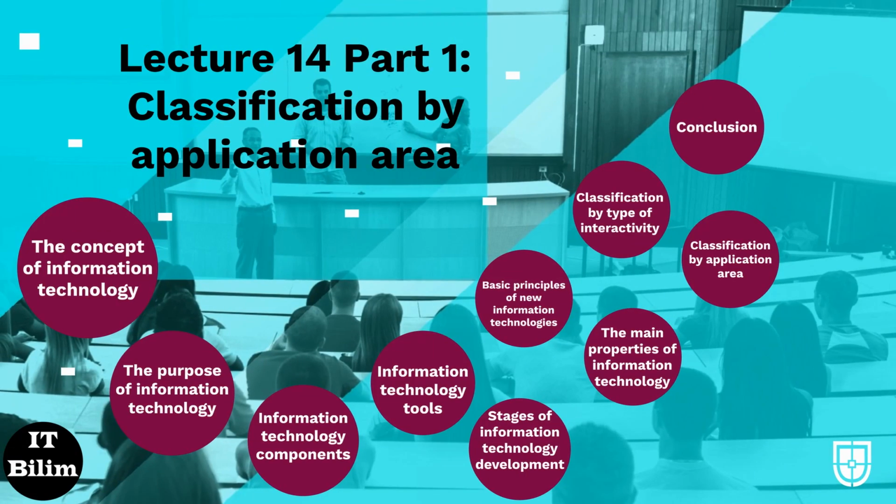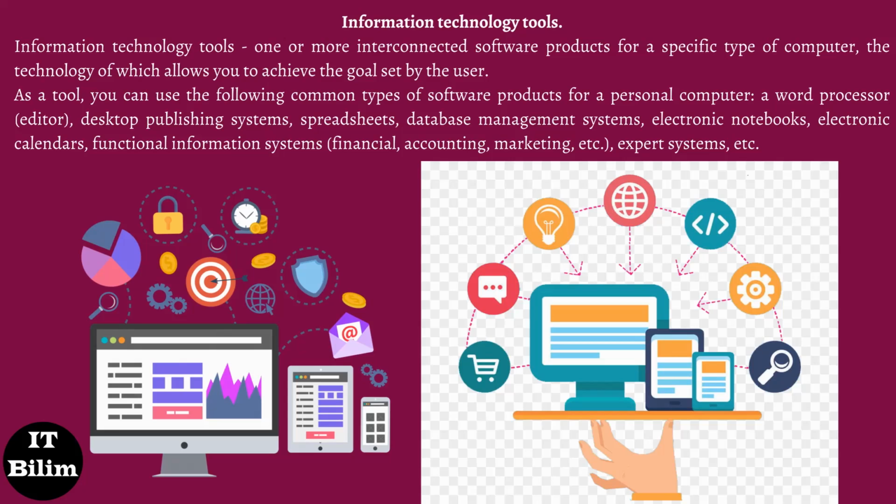Information technology tools. Information technology tools are one or more interconnected software products for a specific type of computer, the technology of which allows you to achieve the goal set by the user. As a tool, you can use the following common types of software products for a personal computer: a word processor, editor, desktop publishing systems, spreadsheets, database management systems, electronic notebooks, electronic calendars, functional information systems, financial, accounting, marketing, etc., expert systems, etc.